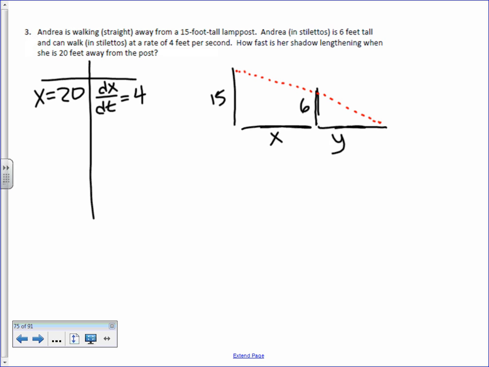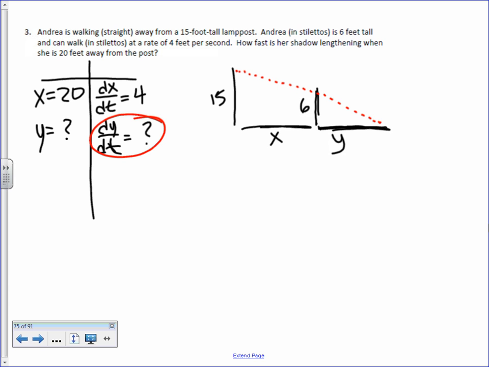Okay, now y, do we know the length of y? No, we don't know that. dy dt, how fast is y changing? Well, y over here, that is her shadow. So that is what we want to figure out. We want to figure out dy dt. Okay, so we've got these values. We've got the other values in the picture. We need to set up a proportion here.